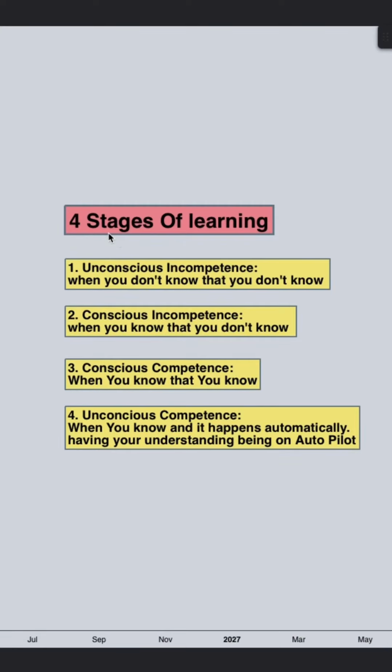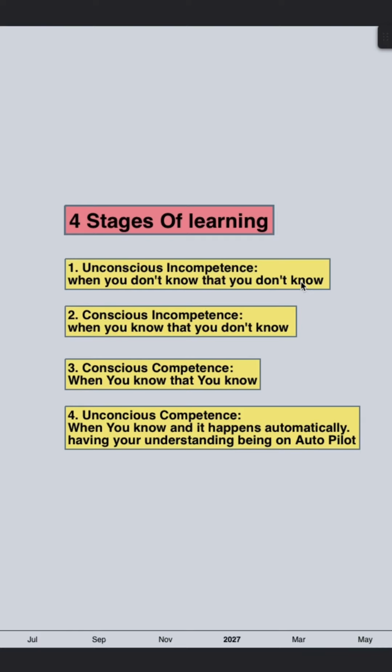So these are the four stages of learning that everybody goes through despite what you're learning. The first stage is going to be unconscious incompetence. It's when you don't know that you don't know. So, for example, when you're a child, let's say kindergarten, before you're even learning math, you don't even know that math is a thing. So that would be an example of unconscious incompetence.